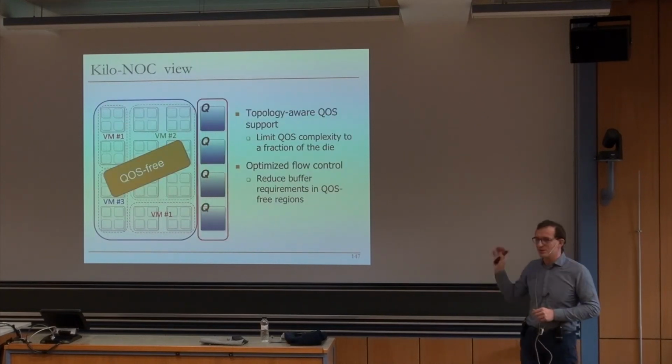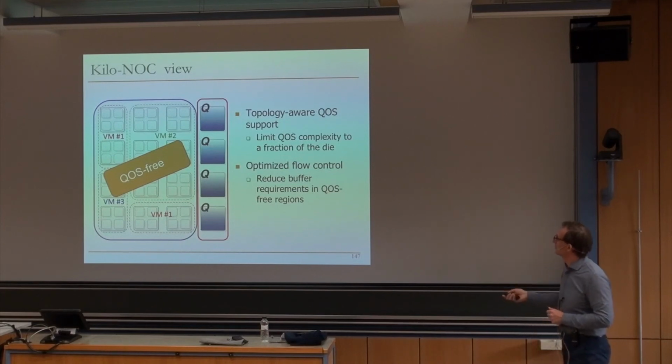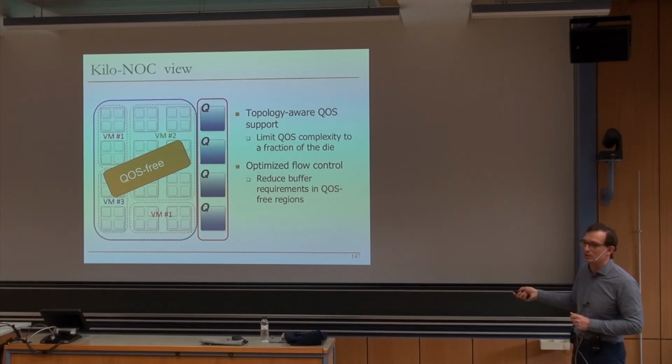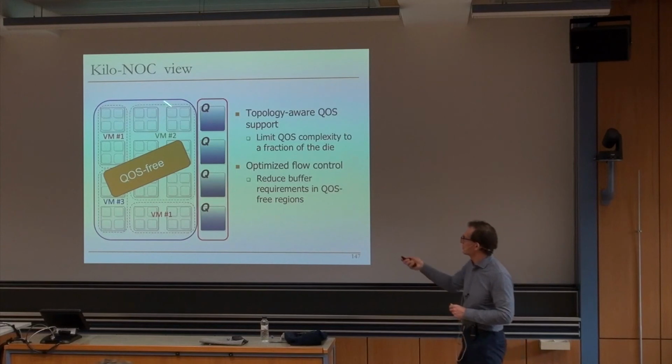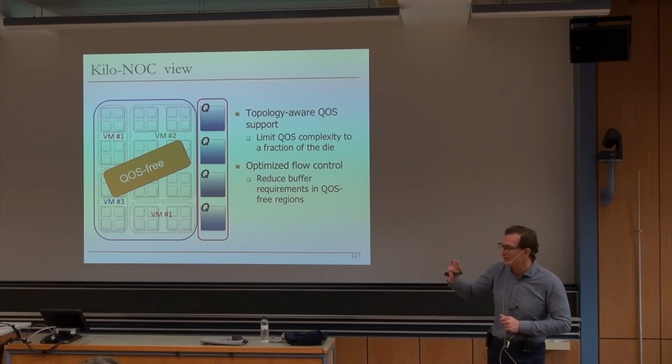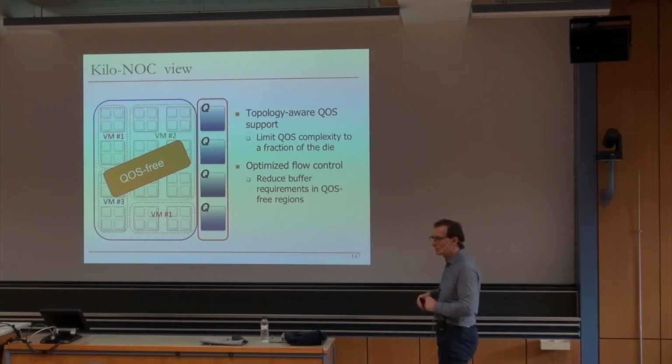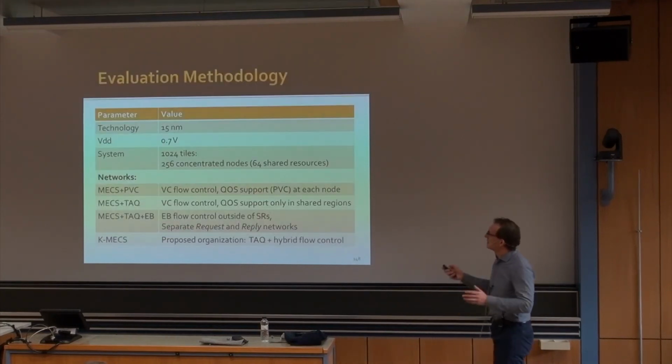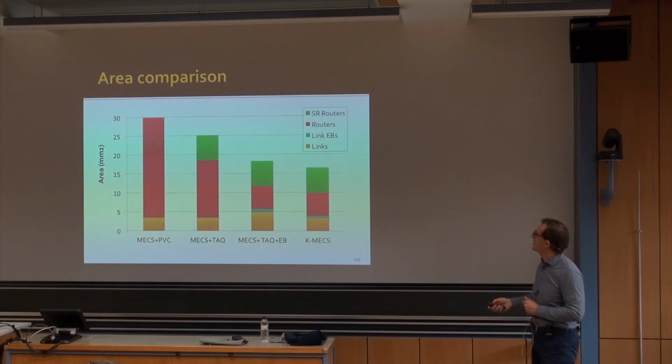And there's a lot more other optimization that's done over here. Basically, there's optimized flow control that reduces the buffer requirements in the quality of service free regions. You should take a look at that. There's a lot of work in optimizing buffering resources, and this work takes it to the next step. Let's take a look at the results very quickly.